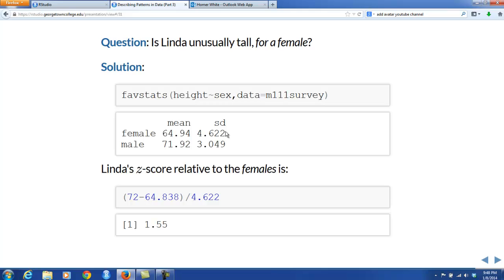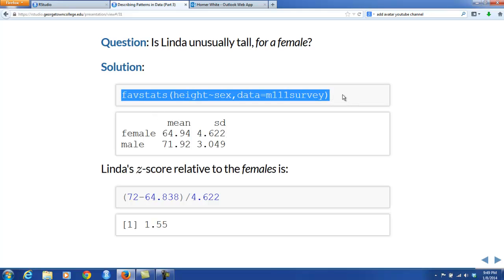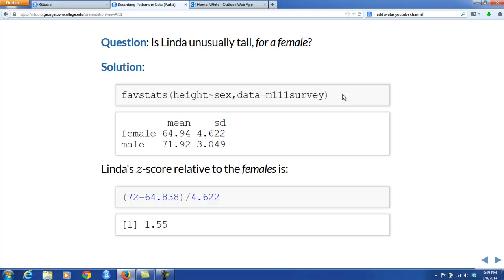Here's another question. Is Linda unusually tall for a female? To answer this question, we're going to need to get the mean and the standard deviation of the heights of the females in Math 111 survey. So one way to find that is to use favstats, but break height down into the groups depending on sex. So favstats height twiddle sex. And then we can read off the mean and standard deviation for the heights of the females in that group.